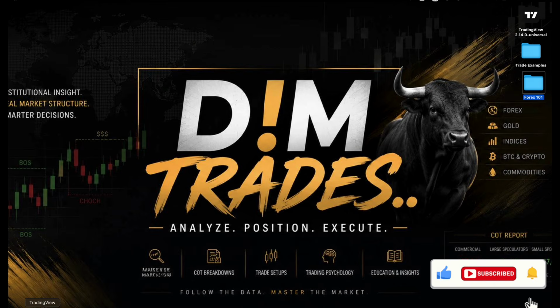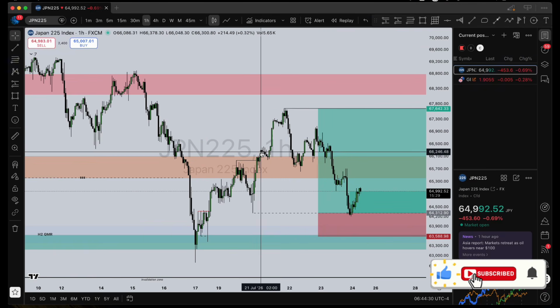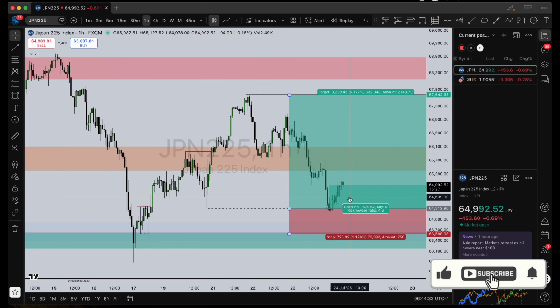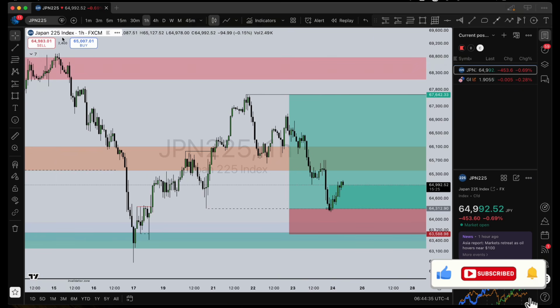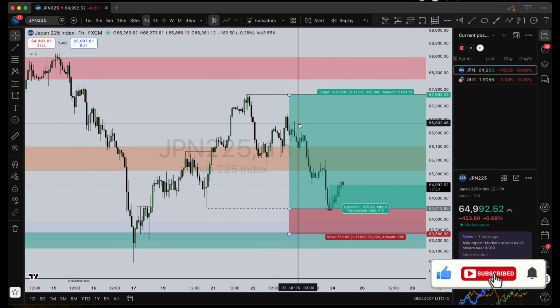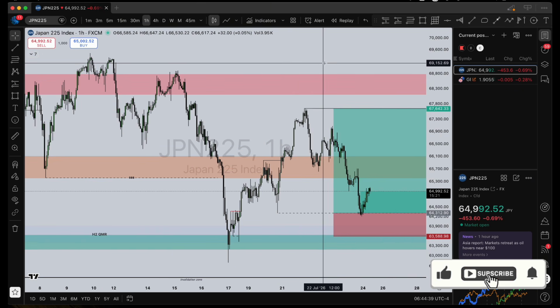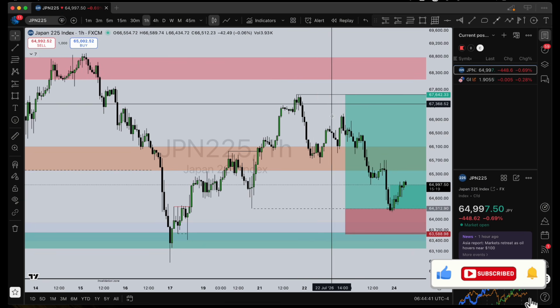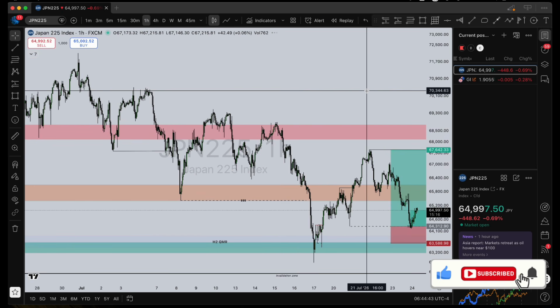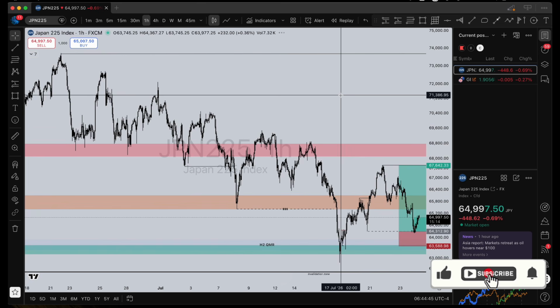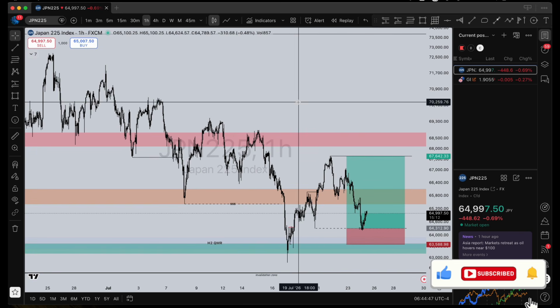So let's go to TradingView. And yeah, I'm currently on a trade on the Japanese stock market, Japan 225, type 4. That's the model I'm using on this particular setup. So yeah, I'm in a tight setting on this particular one.